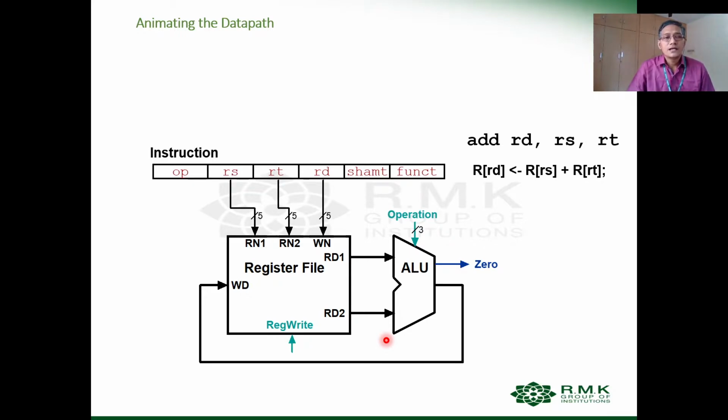Now if you see the animation of this particular data path, for the R format instruction, RS is one source, RT is another source, and RD is the destination. So we have two source registers and one destination register. This is the R format instruction type. The opcode is the first field. RS, RT, RD are the source registers and the destination register, and SHAMT is the shift amount. This is not used for the R format instruction, and the function field represents the correct operation to be done.